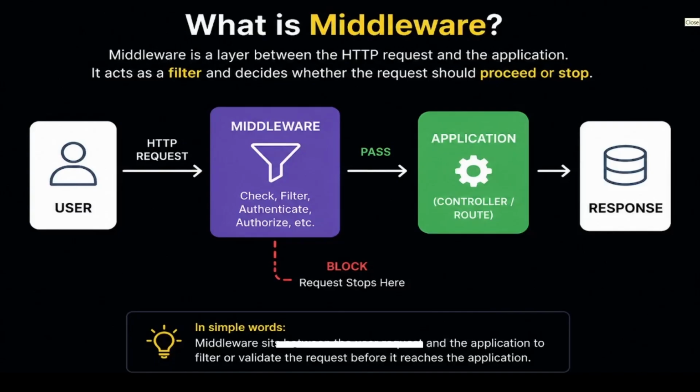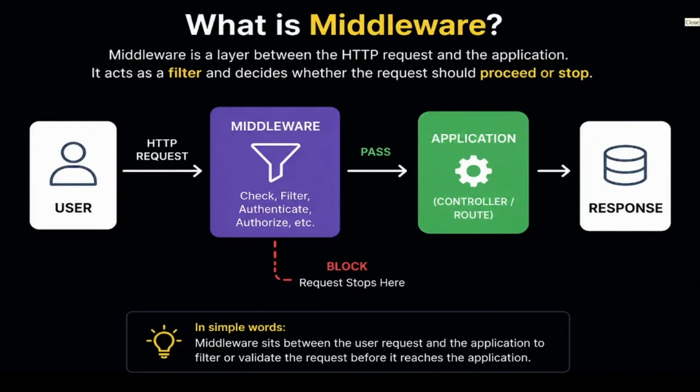So why is middleware important? Middleware is extremely important because it helps secure the application. Uses of middleware include authentication, authorization, rate limiting, API security, admin access, logging requests, blocking unauthorized users, and almost every Laravel application uses middleware.